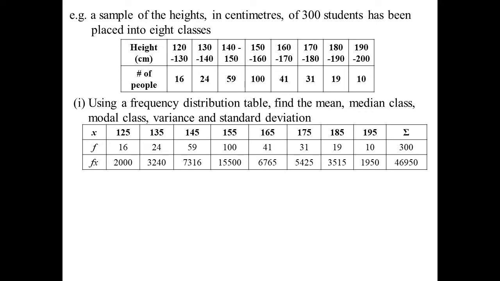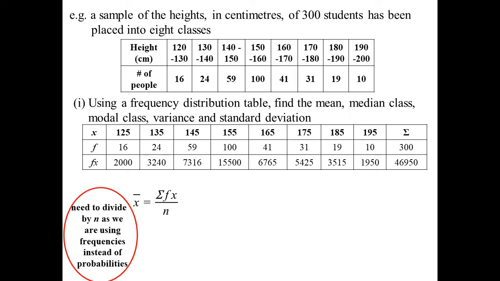What will our average be? It will be the sum of fx divided by n. Now, this is different to what we did last year because here I'm dealing with the actual frequencies, whereas last year, remember, we dealt with probabilities. So we didn't have to divide by n because with probability, you always put it over n in the probability itself. So in this case, we do have to divide by n and we end up with 156.5.